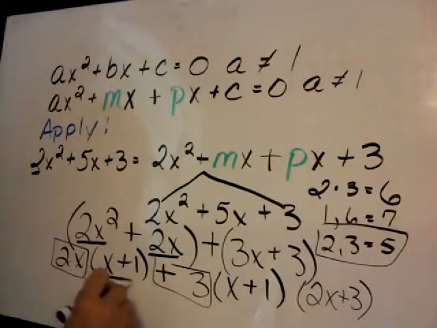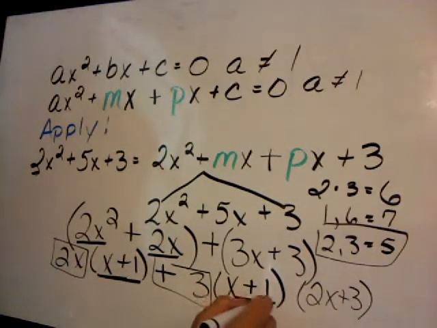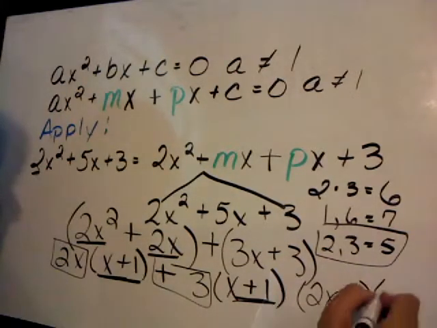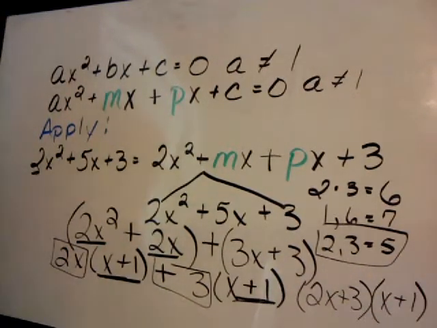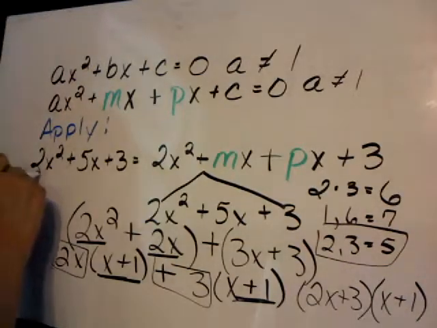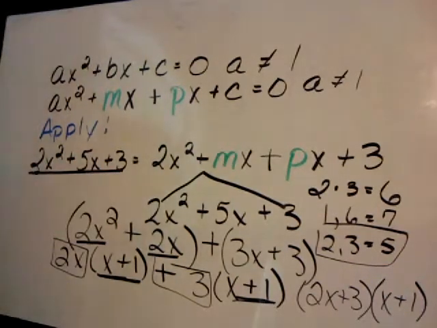And then notice I have an x plus 1 and an x plus 1. Those are common factors. I don't write it 2 times. It's simply x plus 1. If you work the full method for 2x plus 3 times x plus 1, you will get this quadratic equation.